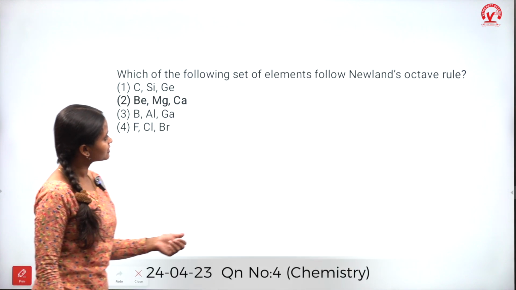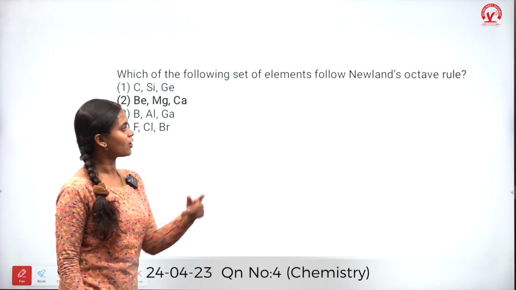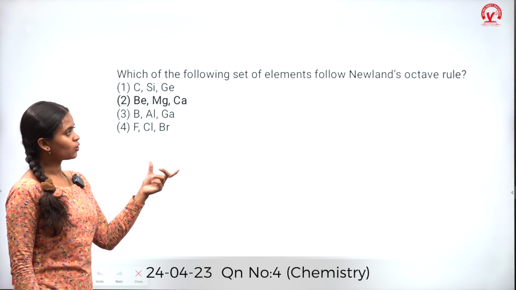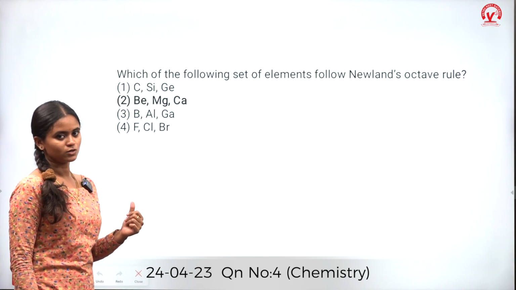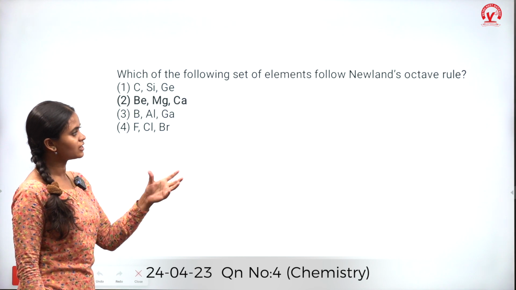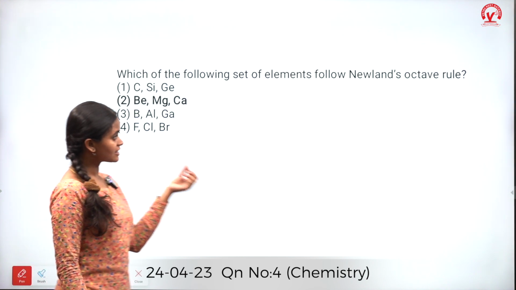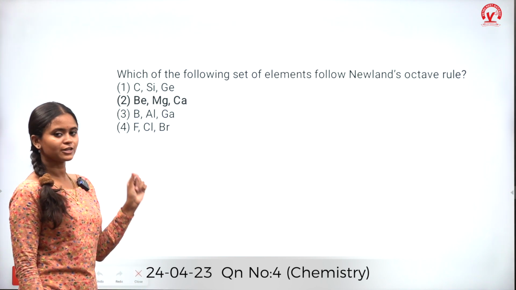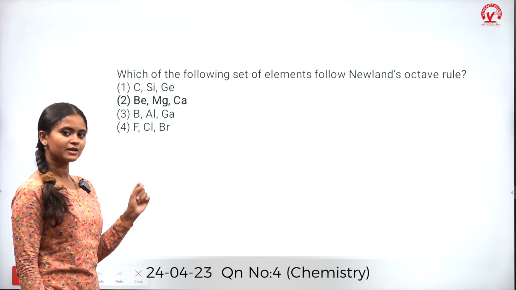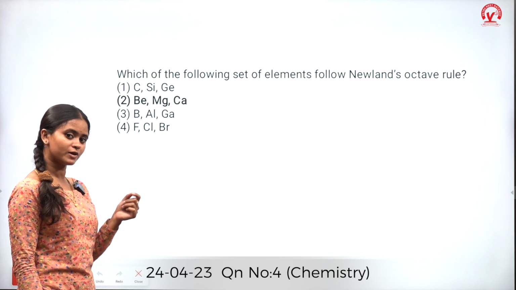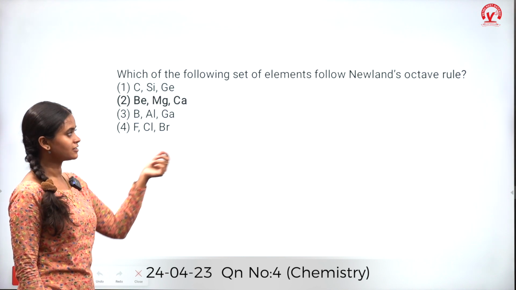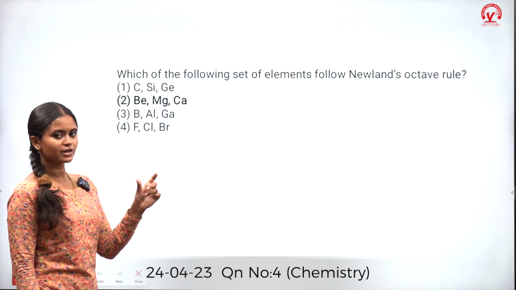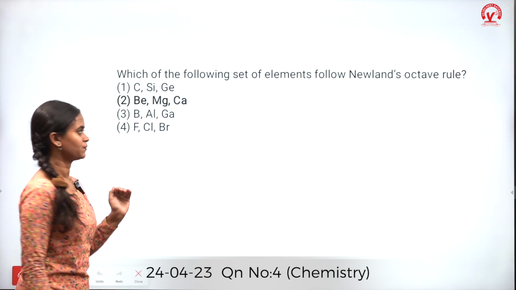Which of the following sets of elements follow Newland's octave rule? Before entering into it, we have to know what Newland's octave rule is. Newland arranged the elements in increasing order of atomic weight. During this arrangement, he noted that every 8th element has the same property as that of the first element. That is called Newland's octave rule. This rule is applicable up to calcium.